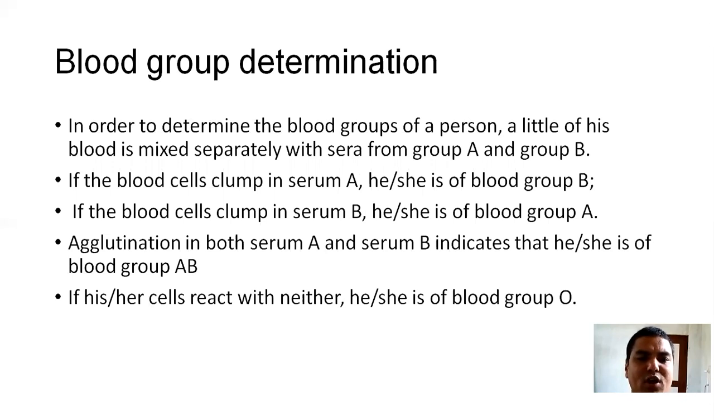If the blood cells clump in serum A, he or she is of blood group B. If the blood cells clump in serum B, he or she is of blood group A. Agglutination in both serum A and serum B indicates that he or she is of blood group AB, and if his or her cells react with neither, he or she is of blood group O. In this way, we can determine the blood group with sera from group A and group B.